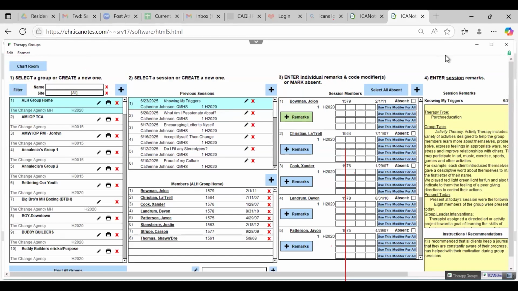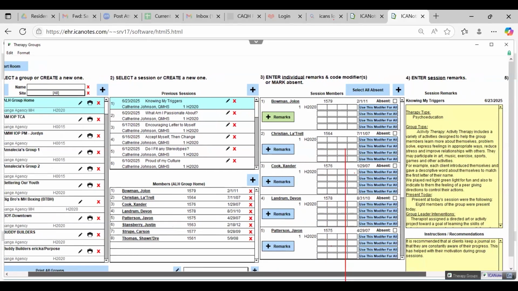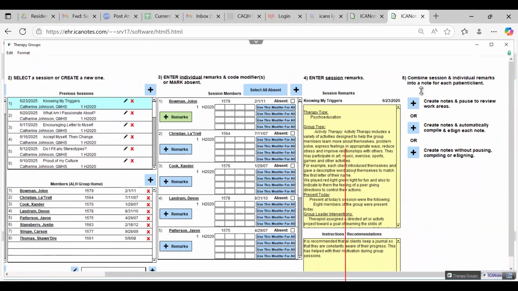Okay. For the sake of time, I'm going to show you also. Imagine I'm doing that for each client. I'm doing that for each resident. You see how we went through with Jolin and specify what he said, specify how he felt, linked his treatment plan to that note. We're going to do the same thing for everyone, okay? Once we get to the last person, we're going to go to number 5, okay? Create notes and pause to review work areas, or create notes and automatically compile and e-sign each note. Create notes without.